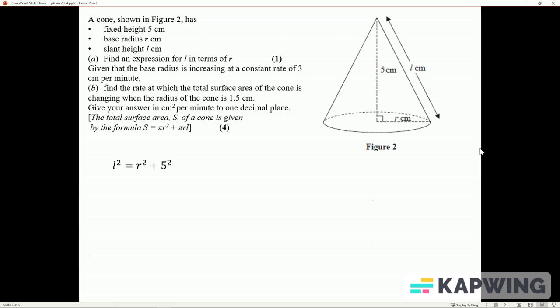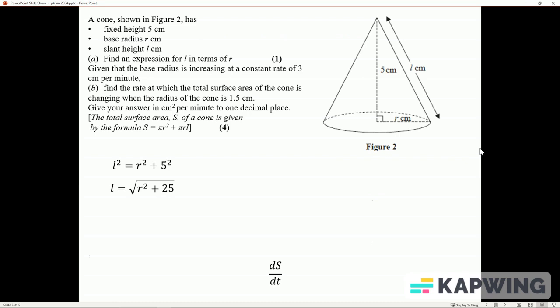Well, one mark is just using Pythagoras. 5 squared plus R squared gives you L squared. So L is the square root of R squared plus 25. And it says, given that the base radius is increasing at a constant rate of 3 centimeters per minute, we've got to find the rate at which the surface area is changing when the radius of the cone is 1.5.